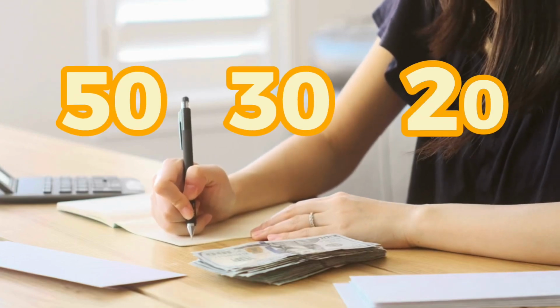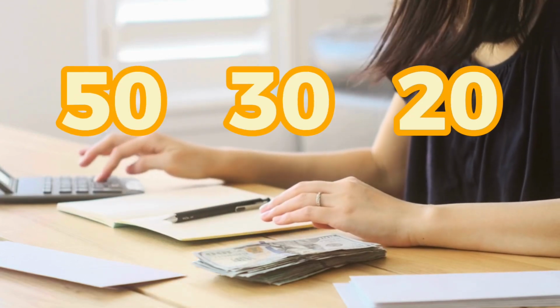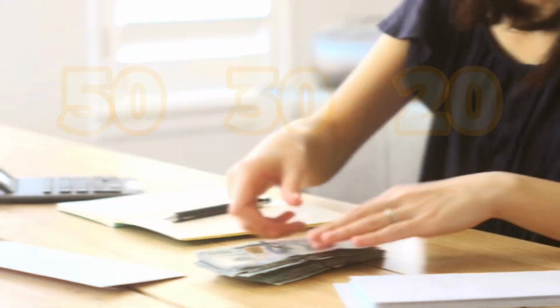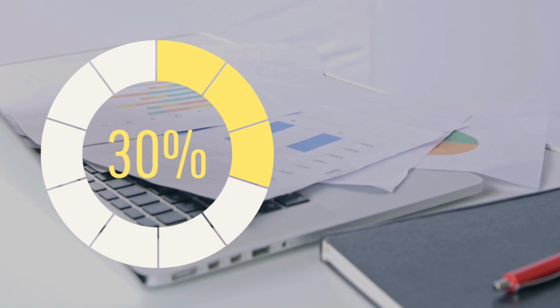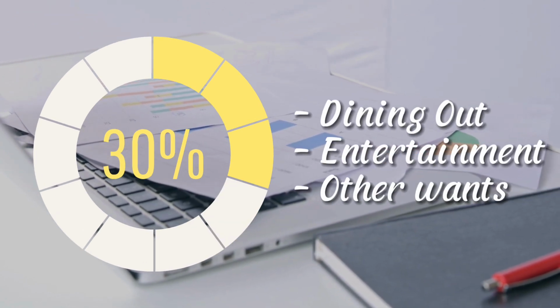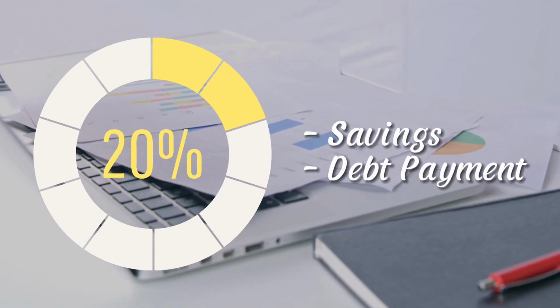The 50-30-20 rule is a great way to budget your finances. It basically involves using 50% of your income on needs such as basic food, necessities, and living costs, 30% goes to wants like dining out or going to movies, and 20% gets saved or goes towards debt.